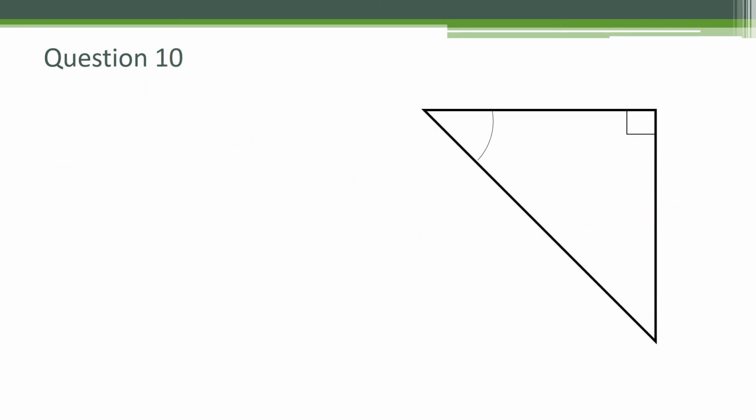Okay, big question 10. Let's say that this is, what should we say this one is? Let's say we don't know what this one is. Let's say it's x degrees. Okay, and then let's say this is 100. We don't know that side. Okay, so just like before, calculator's in degrees. Sohcahtoa.